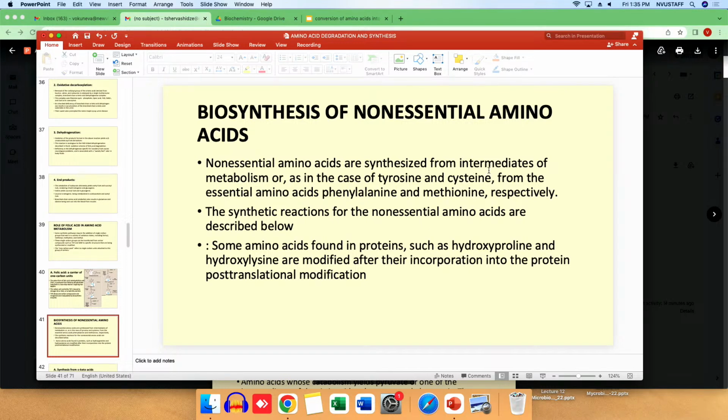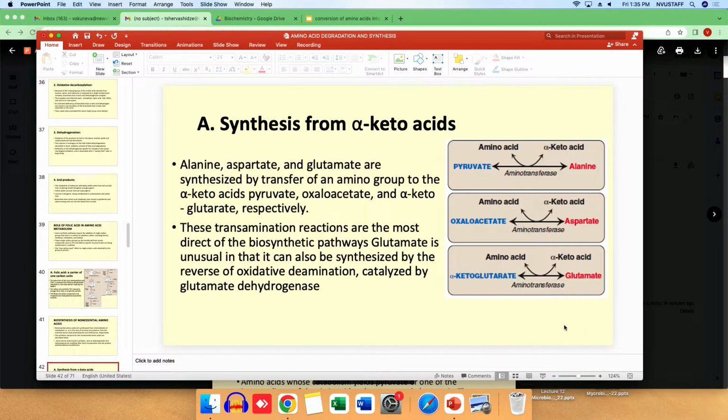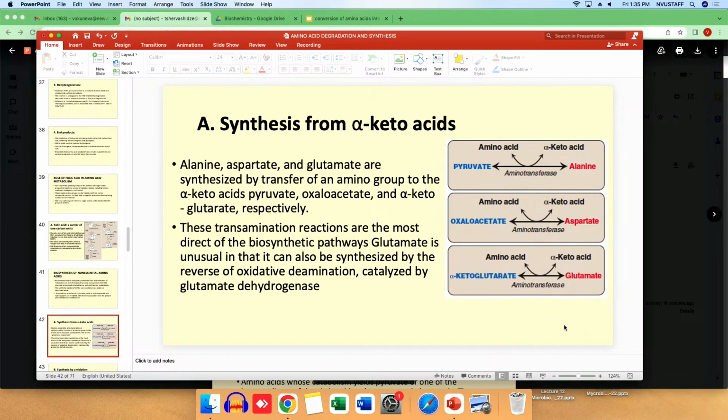We mentioned homocysteine, but homocysteine is not a special type of amino acid, and tyrosine as a conversion from phenylalanine and methionine. Okay, and it's not the only one. We can see conversions of different amino acids.